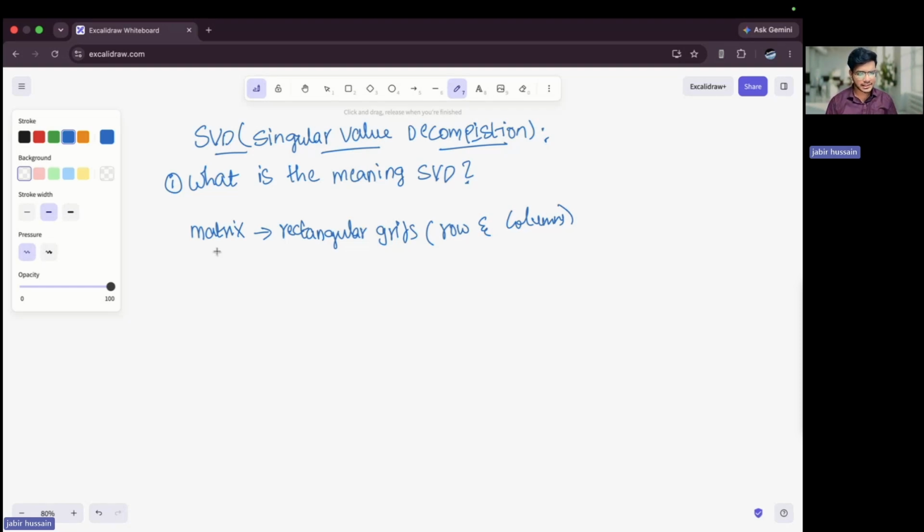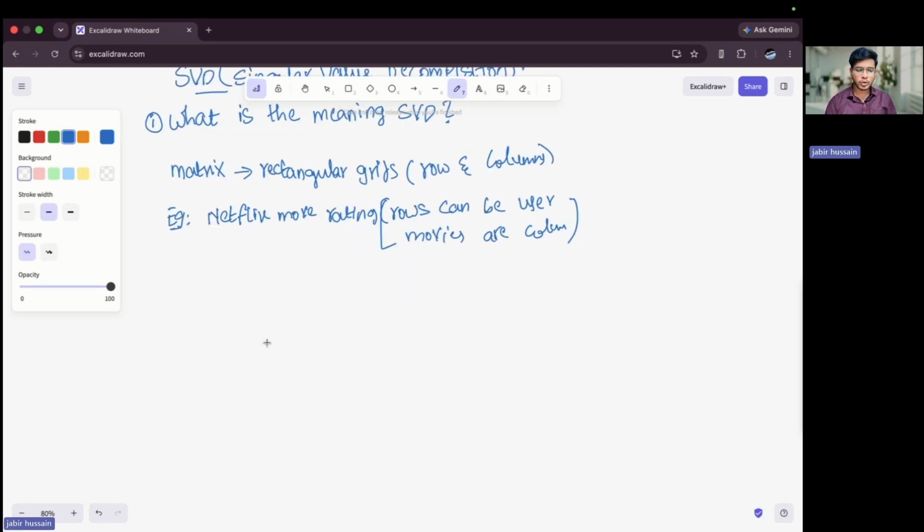So here I can take an example, let's say I'm representing Netflix movie ratings, right? Here the rows can be users, and movies are columns, right? So if I have to draw this matrix, then I can write my matrix as follows. I want you to take notes along with it.